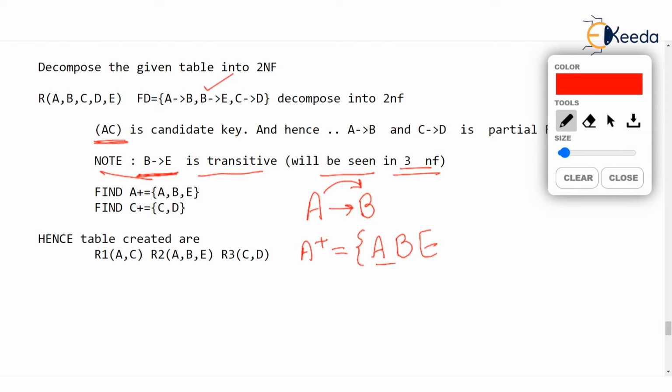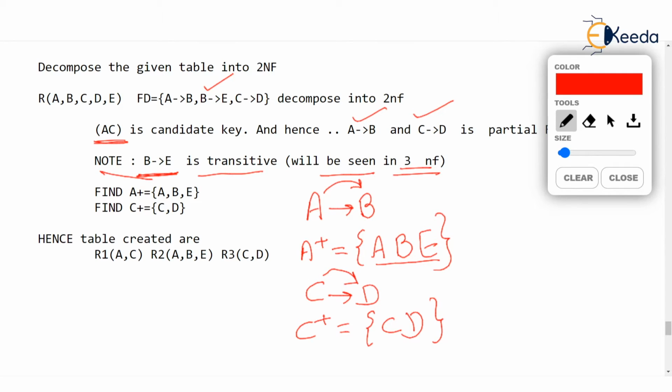And what was the second partial dependency? Yes, C determines D is the second partial dependency, isn't it? These are the two partial dependencies. So we find C closure. C closure will contain C, definitely. And because C determines D, D will be there in this closure, correct? And nothing more can be there. Check the dependencies given above in the original table. So what do we do next?